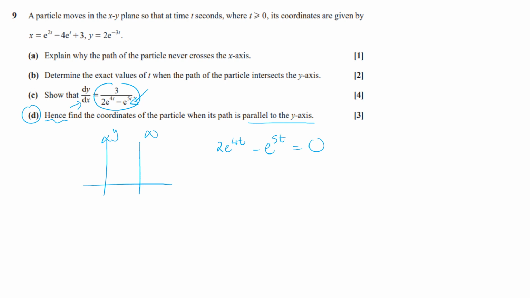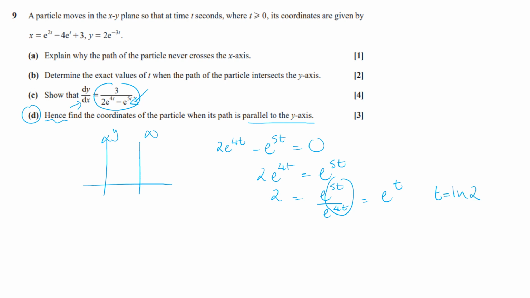So taking the minus e to the 5t the other side, 2e to the 4t will equal e to the 5t. Now divide by the e to the 4t. 2 is equal to e to the 5t over e to the 4t. Take away those indices and that will be e to the t. And then taking ln's on both sides, t will equal the ln of 2.